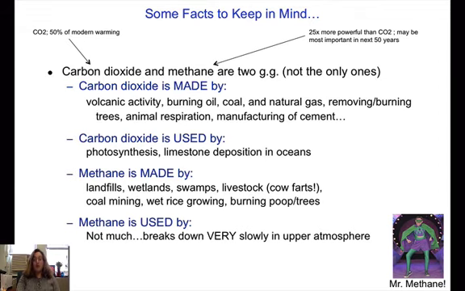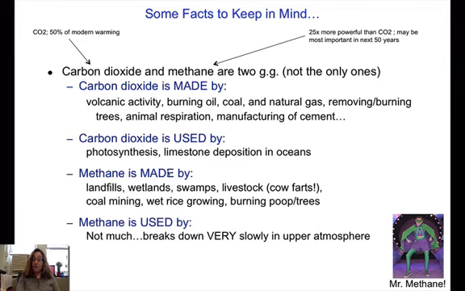Carbon dioxide is made, that is, put into the Earth's atmosphere through volcanic activity, burning oil in our cars, or coal or natural gas in our furnaces or in our electric power plants, through the removal or burning of trees, through animal respiration, through our breathing, and through the manufacturing of cement, which is quite interesting since humans make so many buildings. Carbon dioxide is used or taken out of the Earth's atmosphere through photosynthesis, by trees and algae, and by limestone deposition in the oceans.